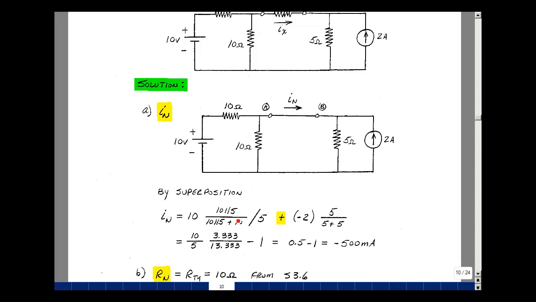10 divided by 5, 10 in parallel with 5 is 3.33, divided by that plus 10, and then I've got a half here times minus 2, which is equal to minus 1. That gives me a value of minus 0.5, or minus 500 milliamps.